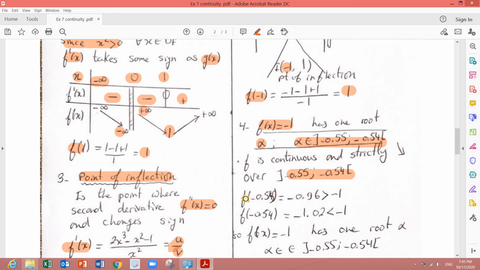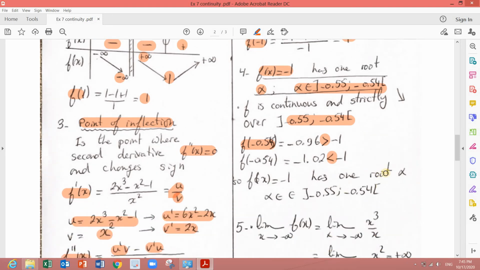I find f of minus 0.55. It will be minus 0.96, which is greater than minus 1. f of minus 0.54 equal minus 1.02, which is less than minus 1. So f(x) equal minus 1 has 1 root alpha, and alpha belongs to this interval.